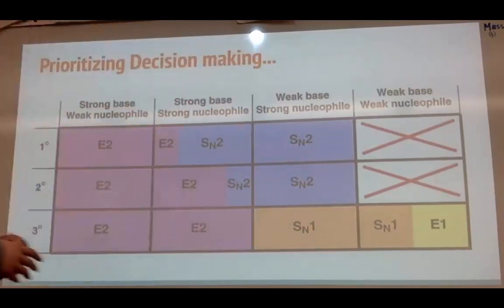So again, this is just a graphic to help. Does it follow this every single time? Not necessarily, because notice this doesn't tie in temperature, this doesn't tie in solvent, but it's just a way to help guide our decision making as we go through.